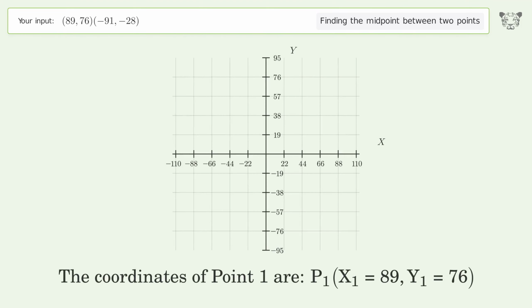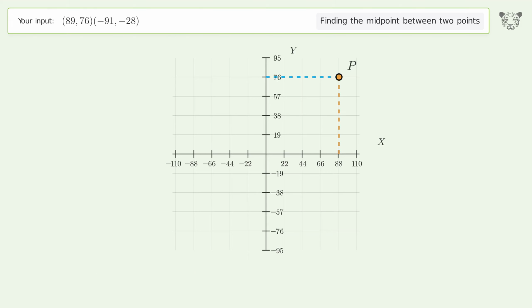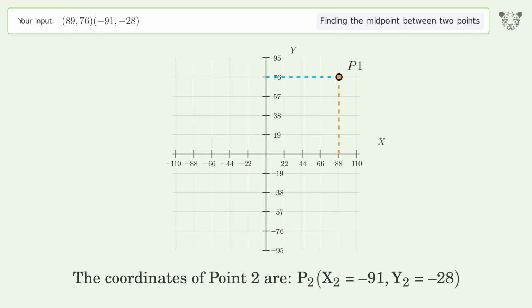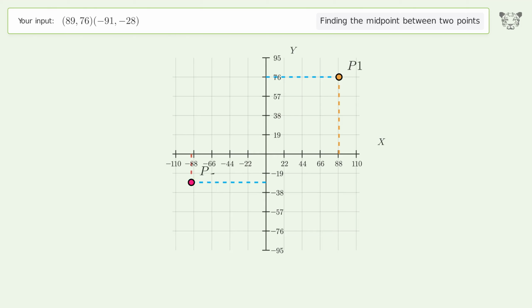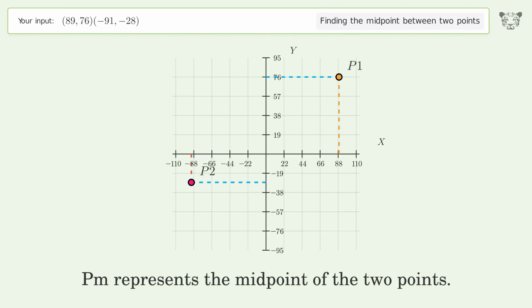The coordinates of point 1 are x1 equals 89, y1 equals 76. The coordinates of point 2 are x2 equals -91, y2 equals -28. PM represents the midpoint of the 2 points.